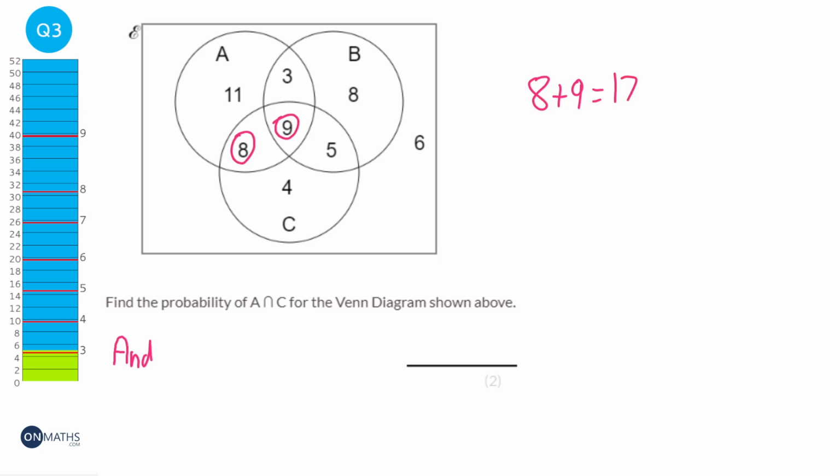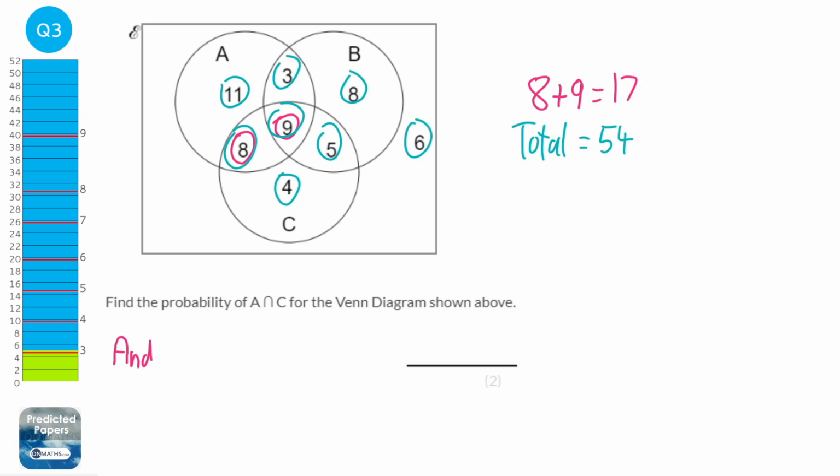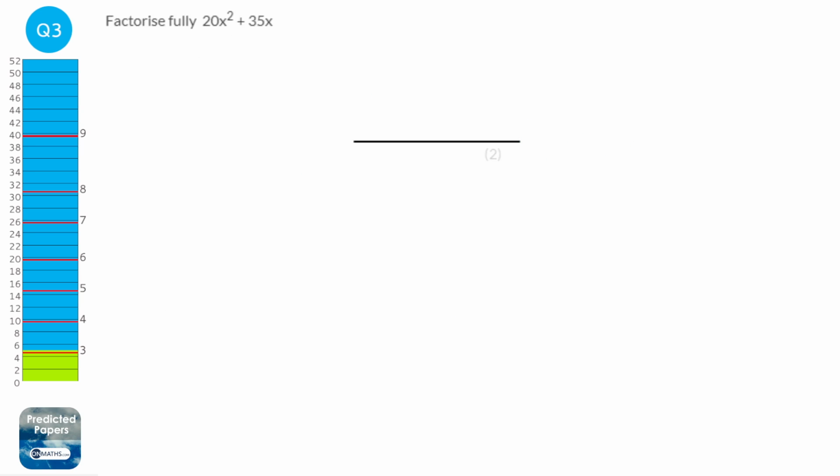Now we need to then work out how many numbers there are in total, so that's all of them. So 4 plus 8 plus 9 plus 5 plus 8 plus 3 plus 11 plus 6. So we need the total, which is 54. And then we get the 17, and we put that over the amount in total, so over 54.